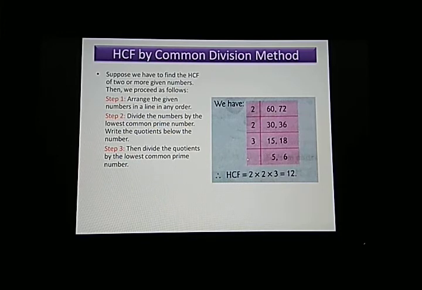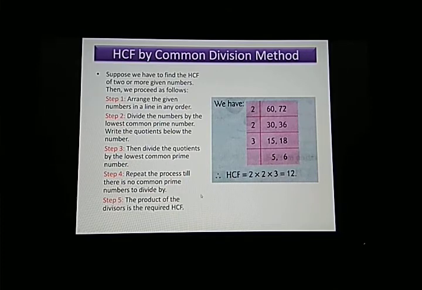Then we have to continue this, dividing the quotients by the lowest common prime number, until no more common prime numbers are there to divide. Now can we divide 5 and 6 again? Is any common prime number there? No. 5 and 6 cannot be divided by any common prime number, so we have to stop the procedure there. Then we have to find the product of the divisors. These are the divisors. These are not the divisors.